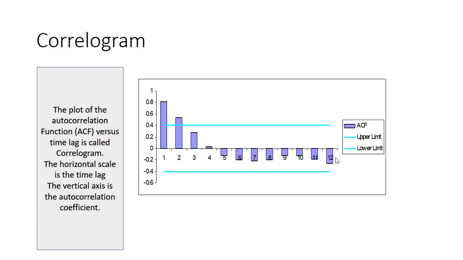Let's see how we read this correlogram again. For example, the lag 1 autocorrelation is the correlation between the data at period t and the data at period t minus 1, and has a positive autocorrelation of 0.8. That means the data today and the data that I observed yesterday are highly correlated. Similarly, the lag 2 autocorrelation is the correlation between data at period t and the data at period t minus 2, and it is 0.5. We see multiple bars, like the first one and the second one, exceed the threshold. This is the upper limit, as you see.